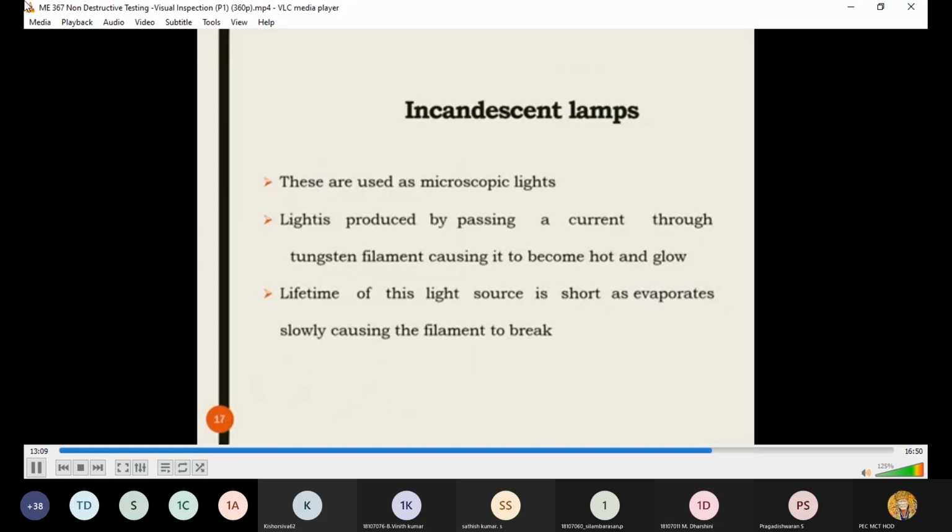First, we move on to the incandescent lamp. These incandescent lamps are used as microscopic lights. The light is produced by passing a current through a tungsten filament. When current is passed through this tungsten filament, it becomes hot and it glows, and it emits the necessary light. The lifetime of this light source is short because due to the heat, tungsten will slightly evaporate, and ultimately, when the temperature reaches a certain value, it causes the filament to break. That is the limitation. The lifetime of the light source is short.